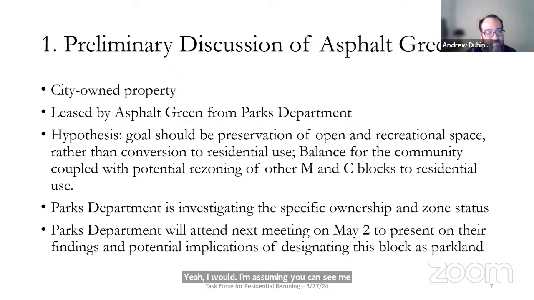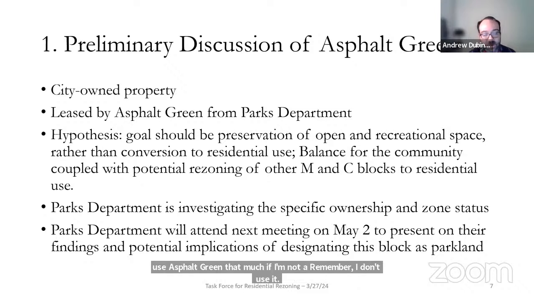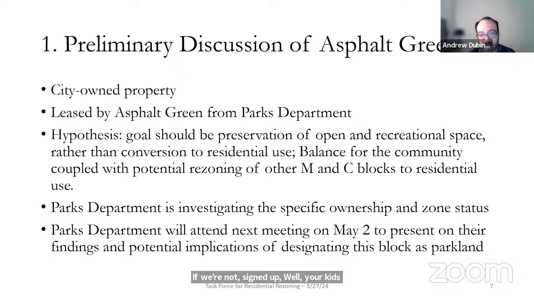I would just echo, all things equal, I would much rather this change from its existing use to a park. I live on 91st Street. I actually don't think I can use Asphalt Green that much if I'm not a member. If you're not signed up, or your kids aren't signed up in a soccer club, the fields are often locked. So all things equal, as someone who lives in the area, I'd much rather it be a park with a lot more open access than its current use, which is more of a membership park than a real park.